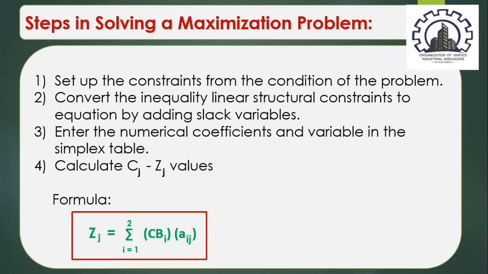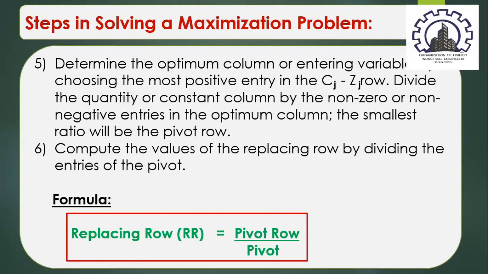And the next step would be to determine the optimum column, or entering variable, choosing the most positive entry in the C sub j minus Z sub j row. And we need to divide the quantity or constant column by the non-zero or non-negative entries in the optimum column. The smallest ratio will be our pivot row.